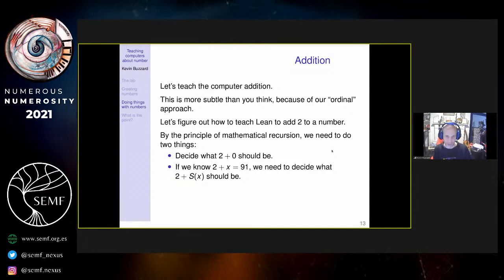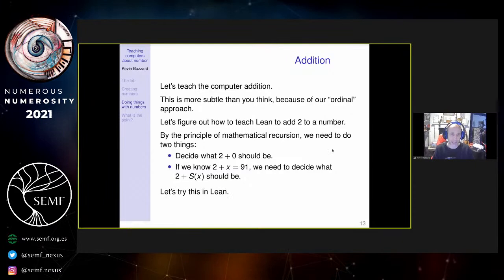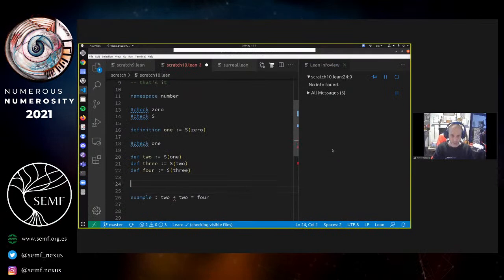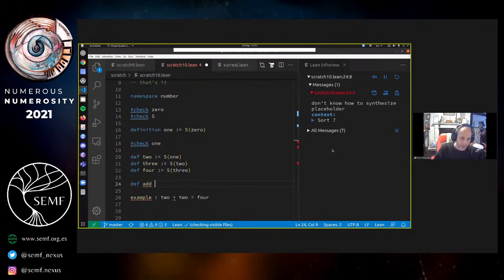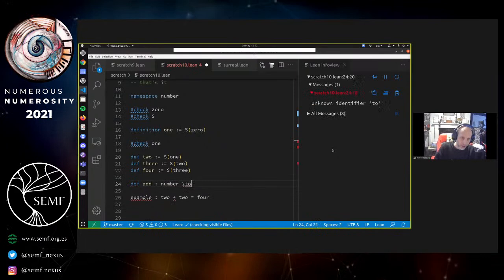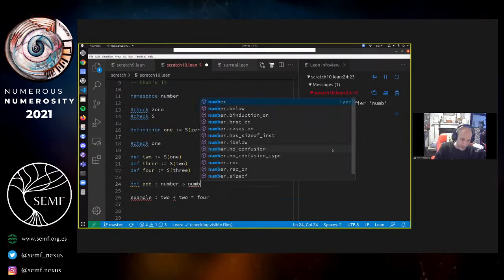So let's do this in Lean now. Let's go back to the lab, and let's define addition. But now I have to move my mic back over here. Let's define add there. That's going to be a function from numbers. It will take our first number, which will be 2, and then it produces the adding 2 function. So we now need a second number, and it's going to print out a third number. That's what our addition is going to look like.